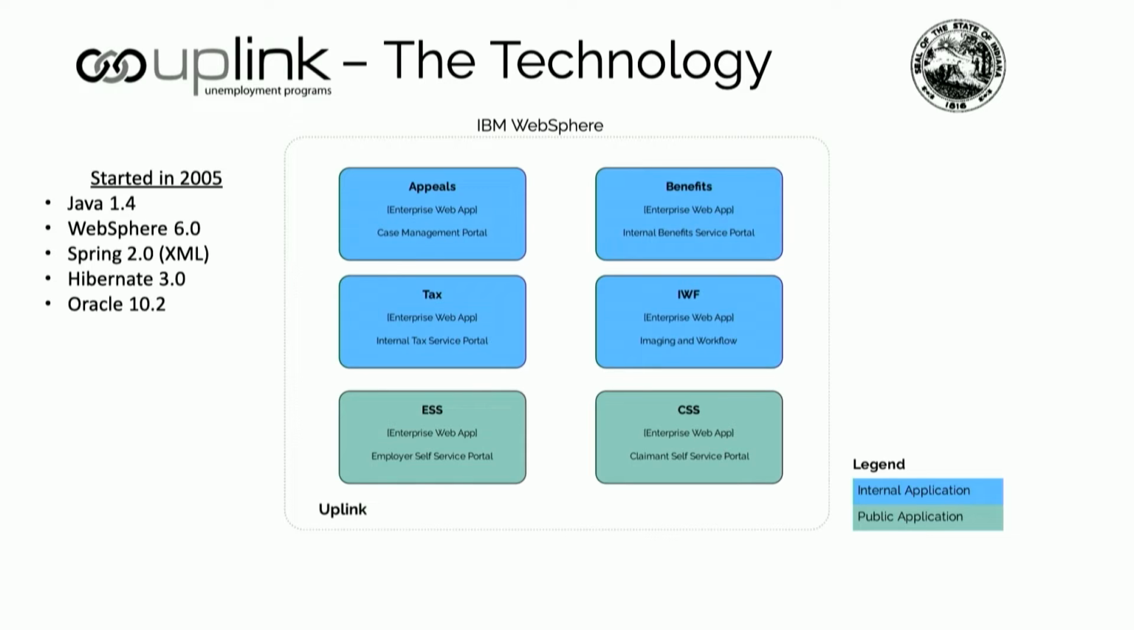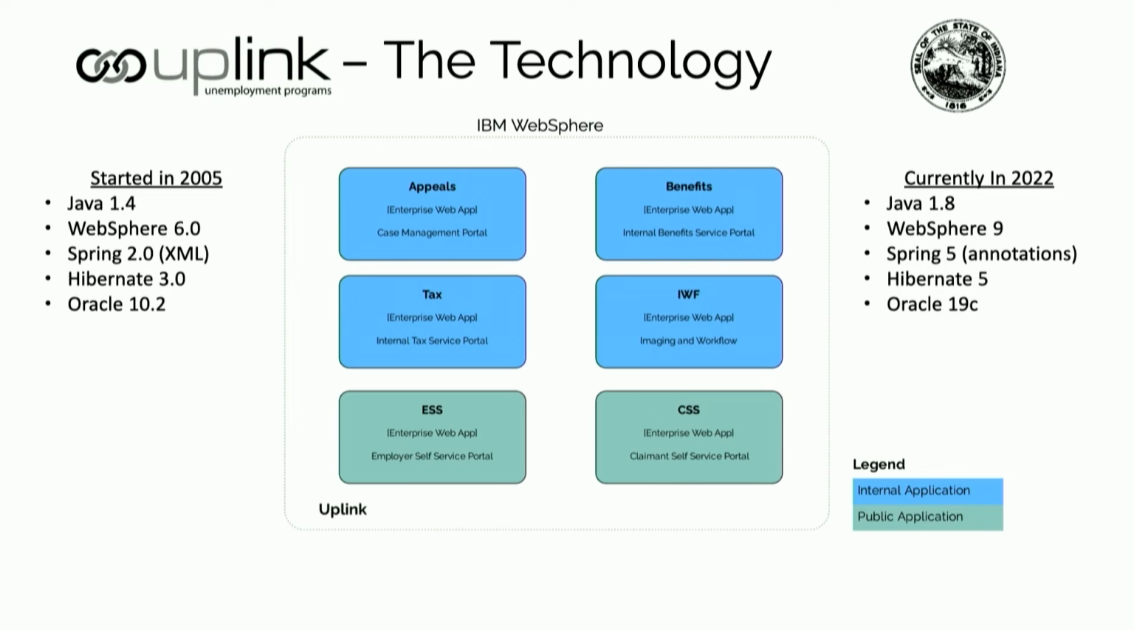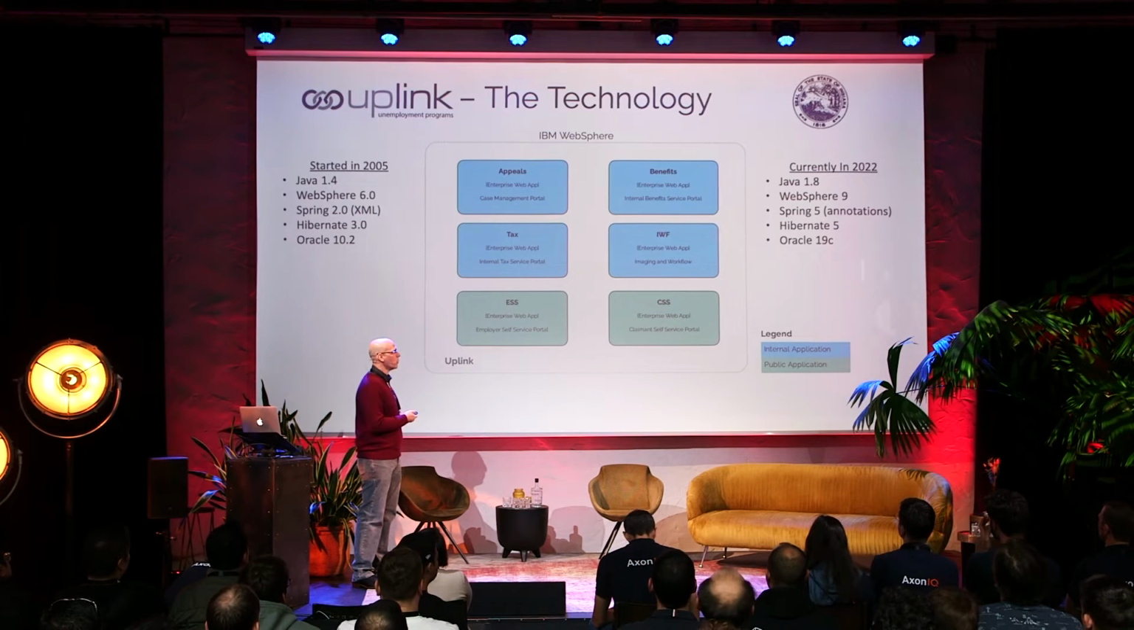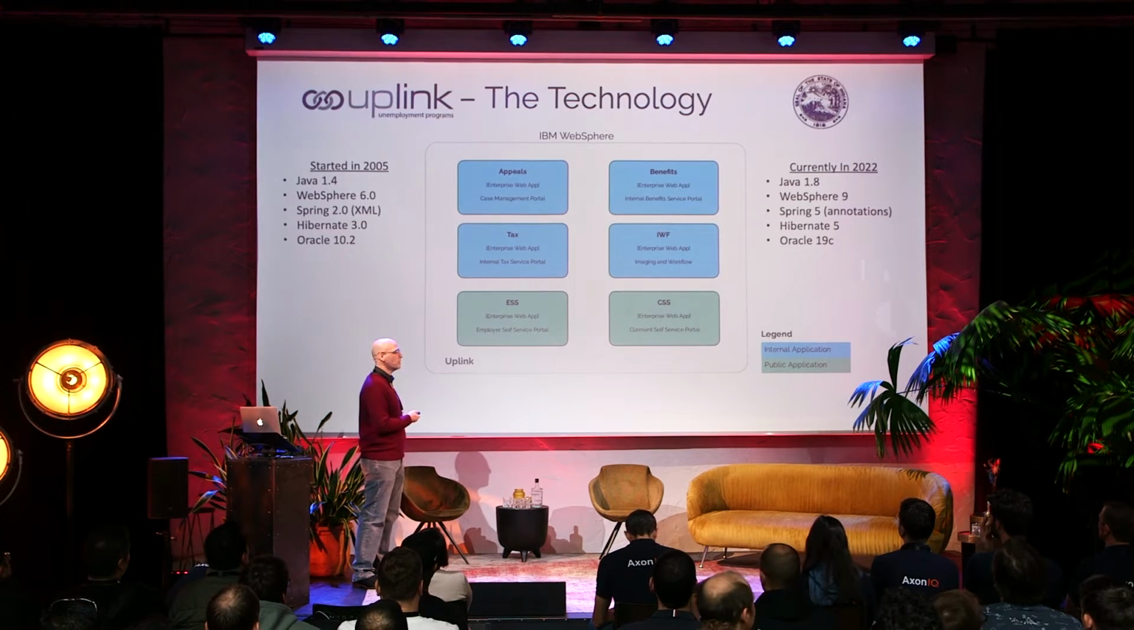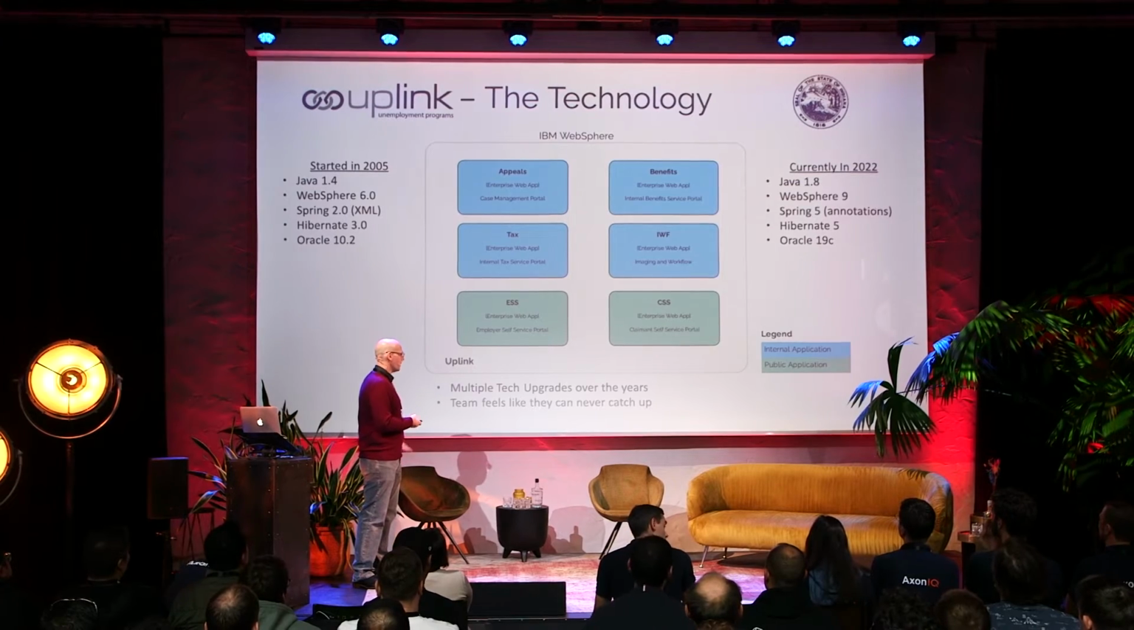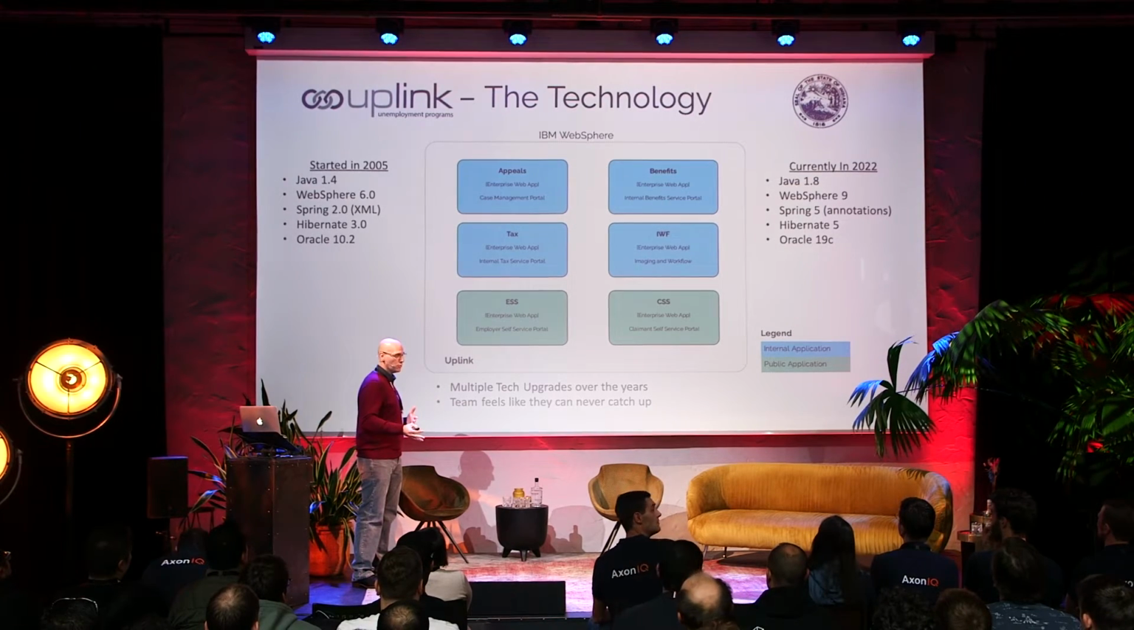Spring 2.0, all XML based, Oracle 10.2. 17 years later, we've managed to get to Java 1.8. We're going to be at Webster 9 by the end of the year, and Oracle 19c hopefully by the end of the year. To get this far, the team's had to do multiple tech upgrades over the years.